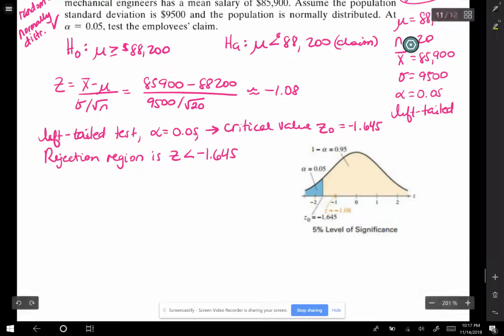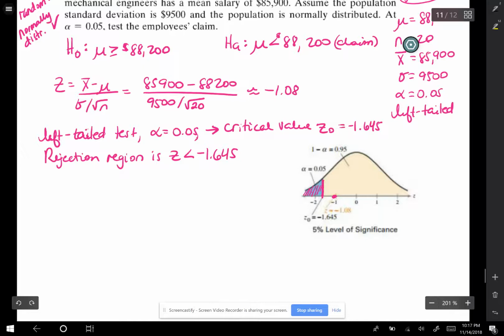So we've got our standardized test statistic z up here is negative 1.08, where the rejection region is negative 1.645. So if you come over here and look at this, here is the critical value, negative 1.645. Here is the rejection region over here. But our z value is negative 1.08. So negative 1.08 is like right here. So that falls not in the rejection region. So because it doesn't fall in the rejection region, we can't reject it.